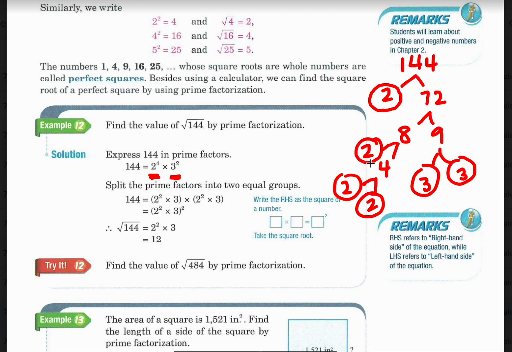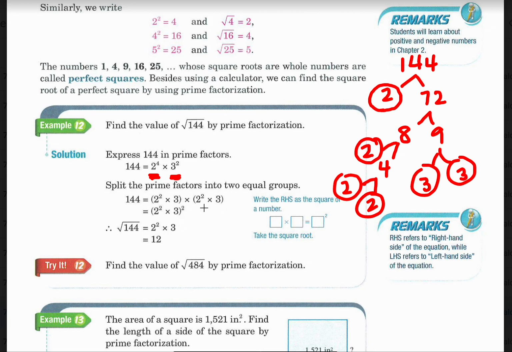Now that you have that answer, you can split the prime factors into 2 equal groups. Well, I have 4 2's, so if I want to split them into 2 equal groups, I can have half of them, 2 of the 2's in one group, and the other 2 2's in the other group. And then the 2 3's can be split evenly. So now I have 2 equal groups: 2 squared times 3 times 2 squared times 3.